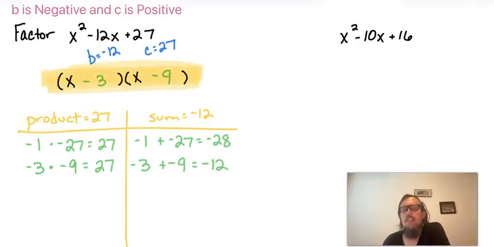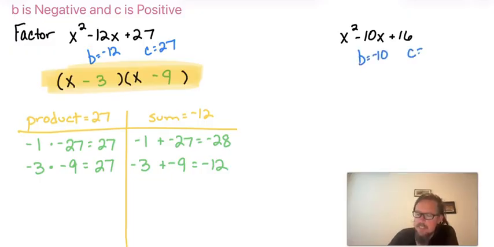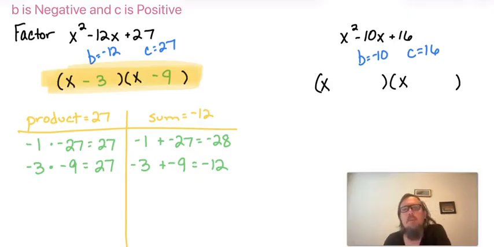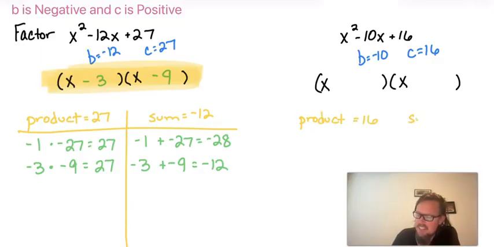Okay, let's do another one. X squared minus 10x plus 16. So the b is negative 10 and the c is positive 16. We look for a greatest common factor like usual. There's not one, so we go straight to our two parentheses. And our parentheses have to both start with x because this problem begins with x squared. B is negative 10, C is positive 16, so we want a product of 16 and a sum of negative 10.